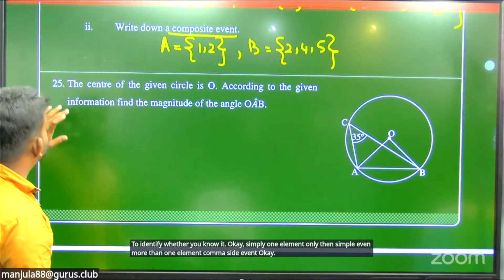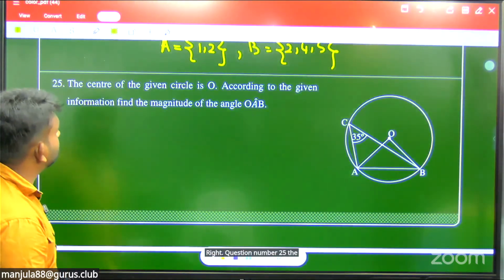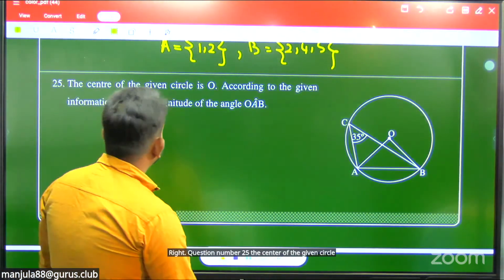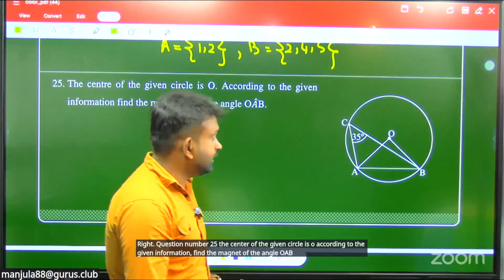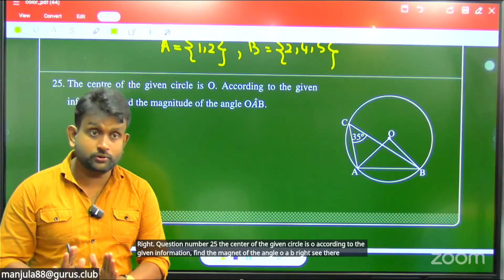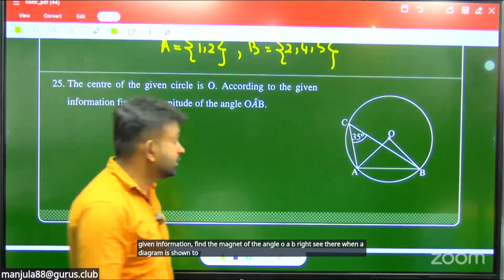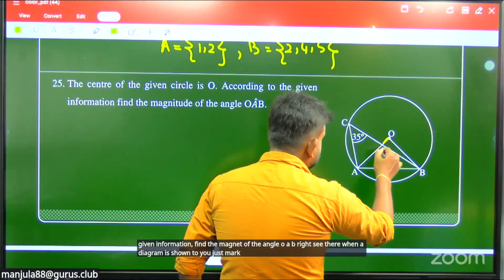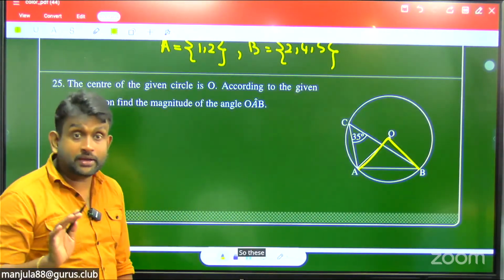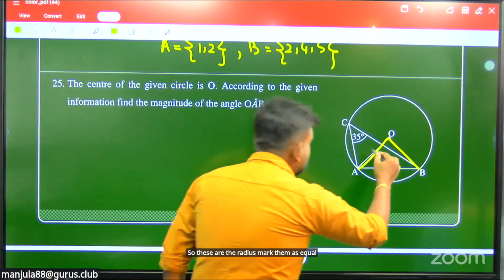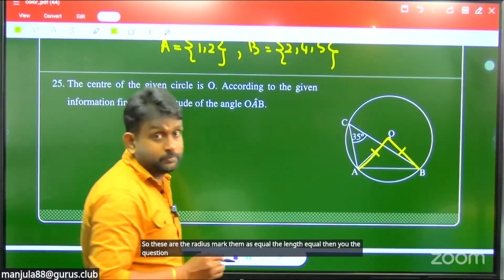Right, question number 25. The center of the given circle is O. According to the given information, find the magnitude of the angle OAB. See there, when a diagram is shown to you, just mark the lengths equal. These are the radii, so mark them as equal length. Then the question is more open to you.